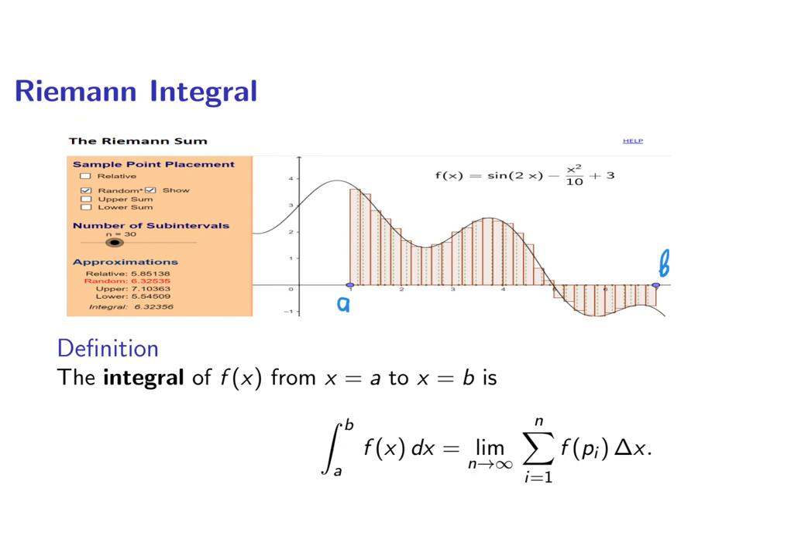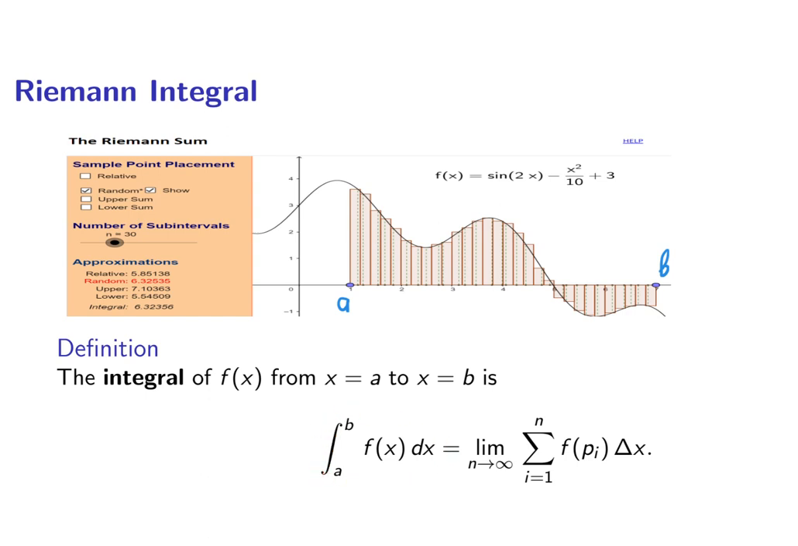And if all Riemann sums, no matter what sample points you choose, are approaching the same number when n is becoming large, then we call that number a definite integral of our function between x equal a and x equal b. So one more time, the limit of Riemann sums when n goes to infinity, if it exists, is called the definite integral, and this is a notation for the definite integral.